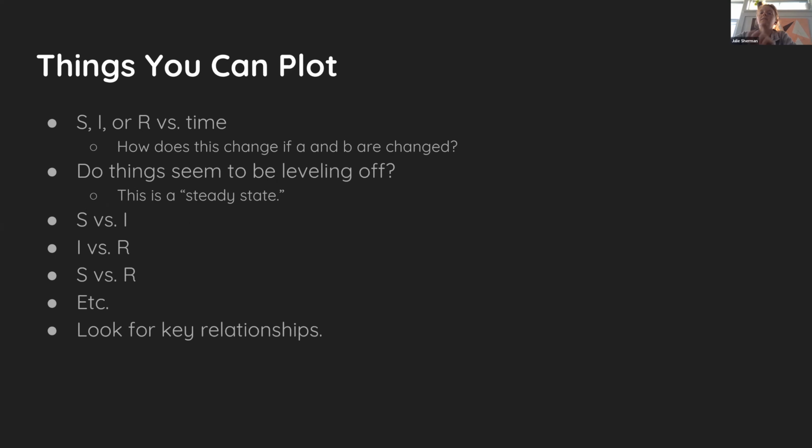Okay, so we already looked at these plots, and we saw that the leveling off is corresponding to steady state. That's 0 change, right?